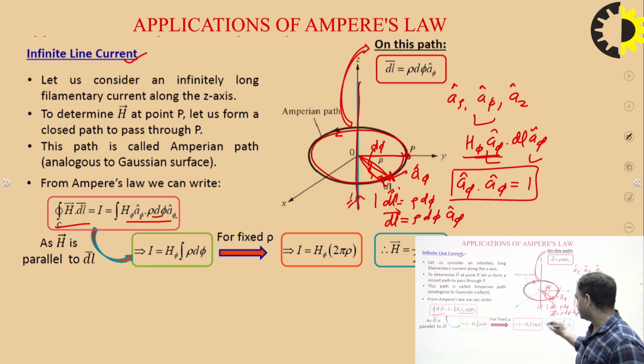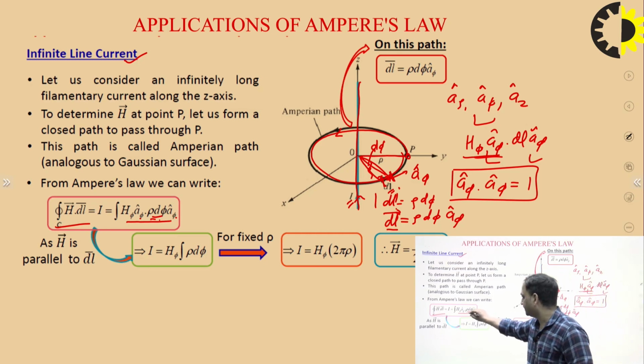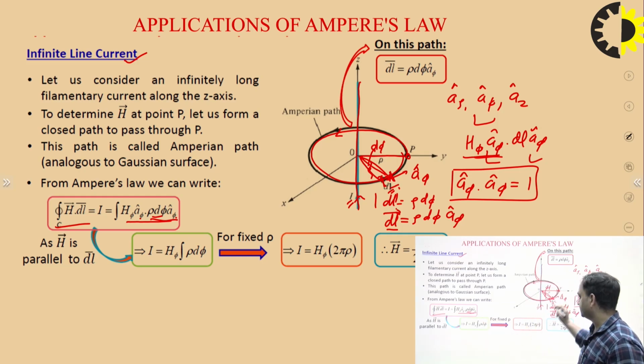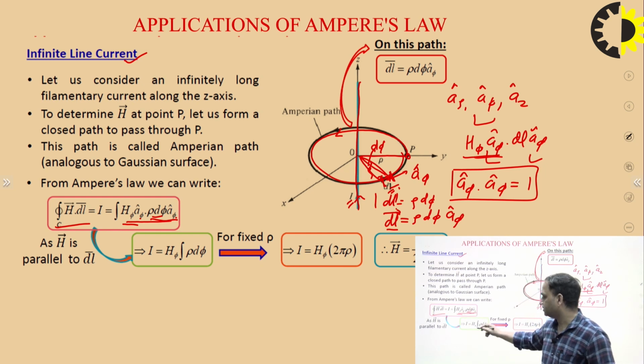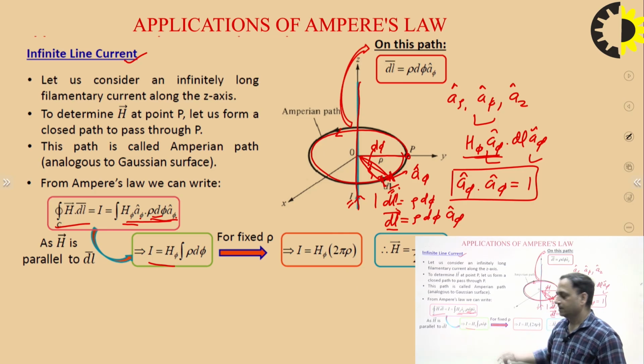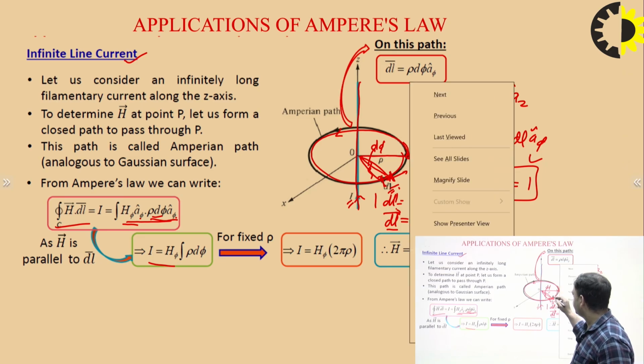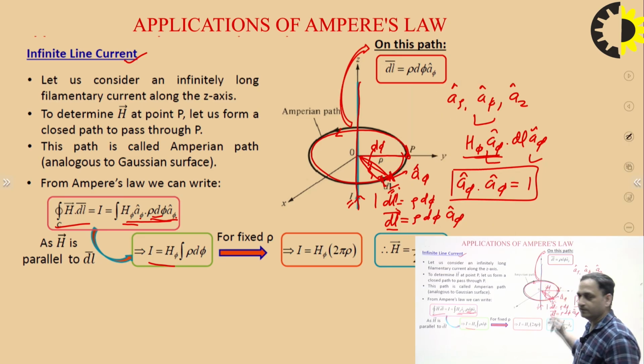So in place of dL we can write rho d phi into A phi, and here the component of H is in the direction of phi as well. So we can take H phi A phi into rho d phi A phi, and A phi dot A phi will be 1. Then the current I is equal to H phi integration of rho d phi. For this Ampere's path, the value of rho will be constant, so we can take it outside. The range of phi from this point to this point will be 2 pi: the minimum value of phi is 0 and the maximum is 2 pi.